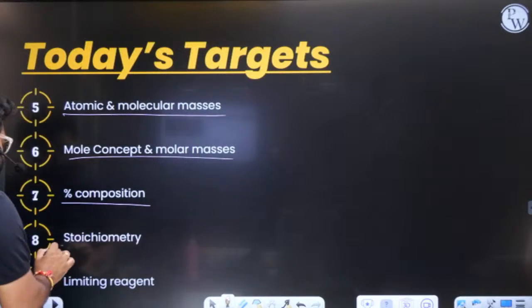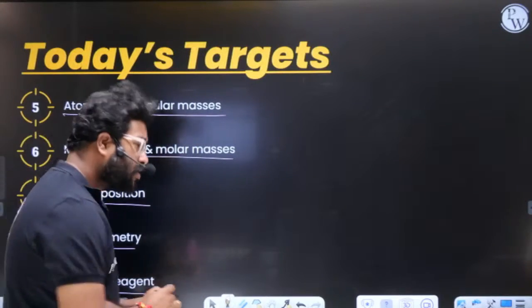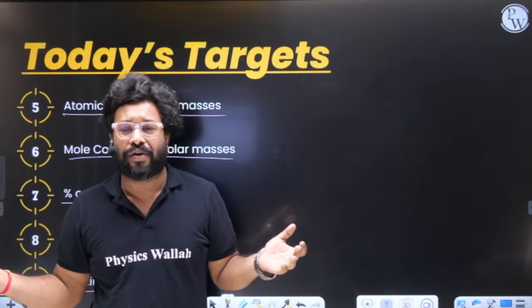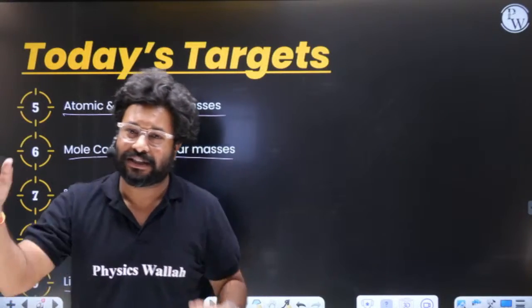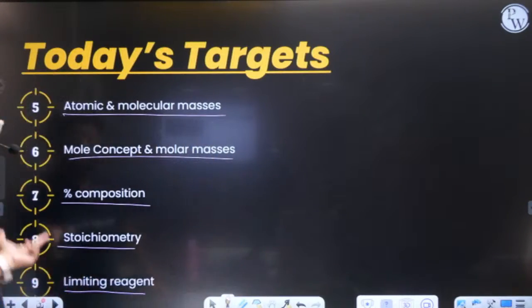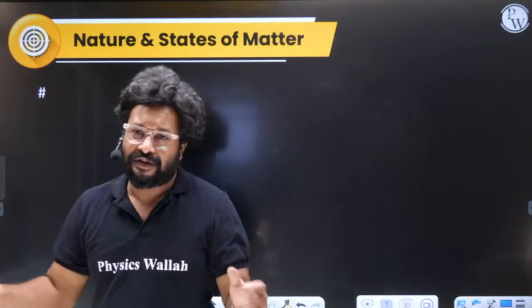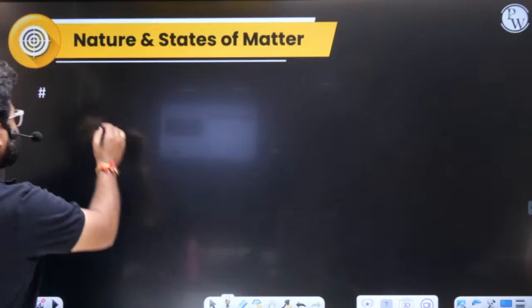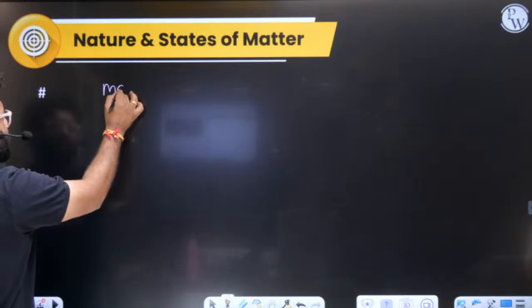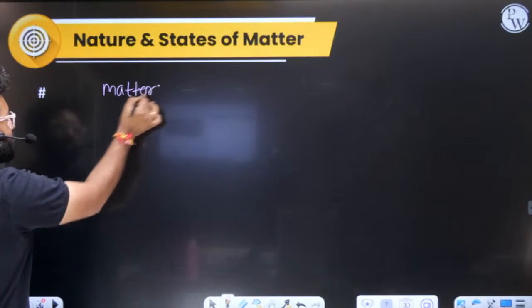After that, we're gonna see stoichiometry and limiting reagent. Stoichiometry and limiting reagent are one and the same topic. Okay, so let's begin. First, nature and states of matter. Now, first of all, you tell me, what is matter? Can anyone answer this question? What is matter?